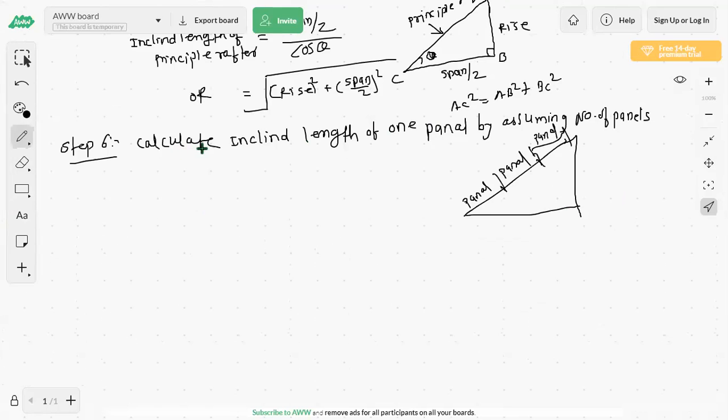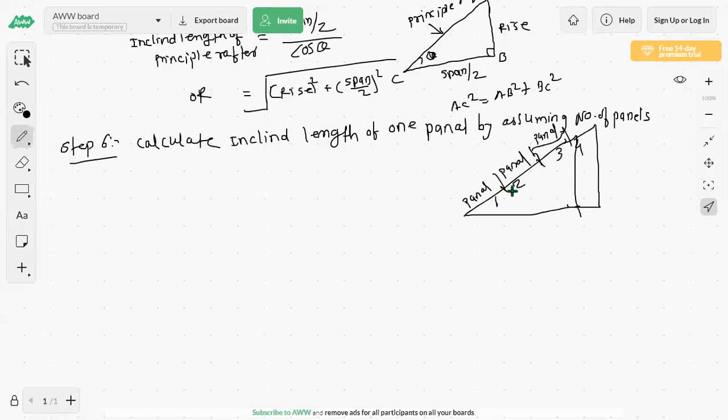Okay, so calculate inclined length of one panel. We have calculated the length of this whole principal rafter, so we have to assume the panels. 1, 2, 3, so 3 panels, or we can assume one more like this, 4 panels. If we assume 3 or 4 panels on each side, that is assuming the number of panels. Number of panels means 1, 2, 3, 4, that we have to assume.